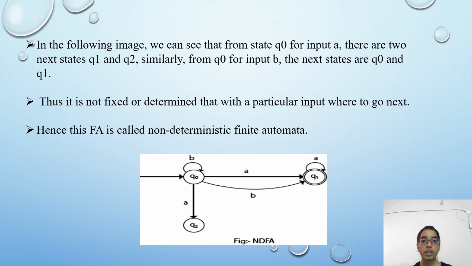In the following image, we can see that from state Q0 for input A, there are two next states Q1 and Q2. Similarly, from Q0 for input B, the next states are Q0 and Q1. Thus, it is not fixed or determined where to go next with a particular input. Hence, this FA is called non-deterministic finite automata.